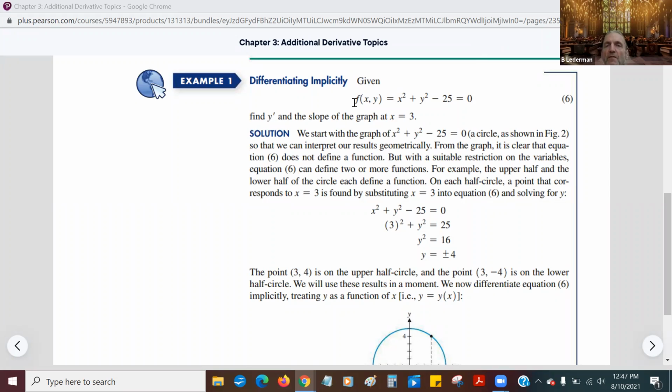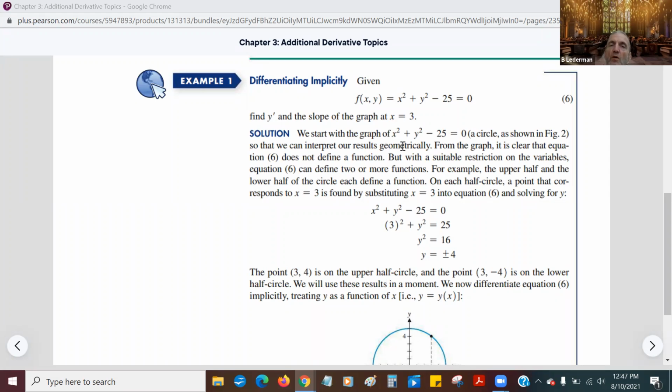So we have a function f of x, y is equal to x squared plus y squared minus 25, and we're saying that equals 0. This is basically the same as saying x squared plus y squared equals 25, which, as you know from algebra, is the equation for a circle. We want to find y prime, and we want to find the slope of the graph when x equals 3.